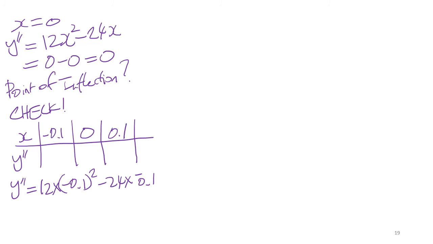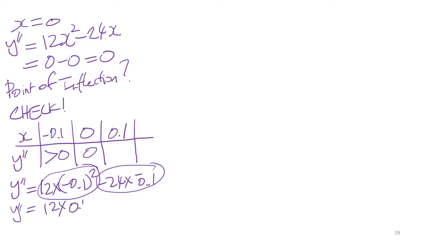We need to calculate whether this is positive or negative. We don't really care about the actual number, we just need to know the sign. The negative 0.1 squared becomes a positive number, and take away 24 times negative 0.1 will also be a positive number. So obviously the answer is going to be positive. At 0, we know the second derivative is 0. So let's check at 0.1: 12 times 0.1 squared, take away 24 times 0.1.